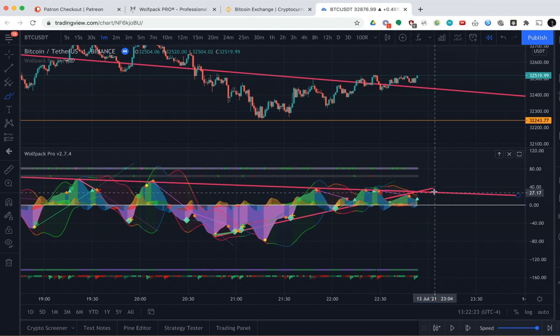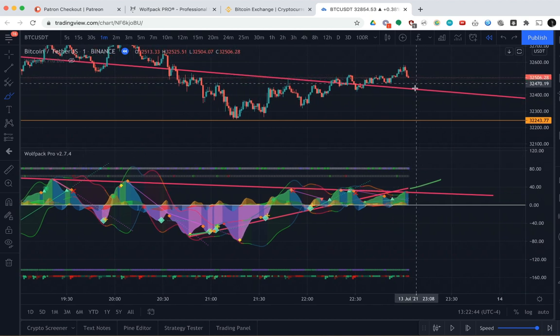Possibly what we would expect is that this red line would continue to act as support, so we might come up and reject off of it one more time. So let's go forward and see what happens. And so we've got a sell signal right there on this candle. We're going to place a short.